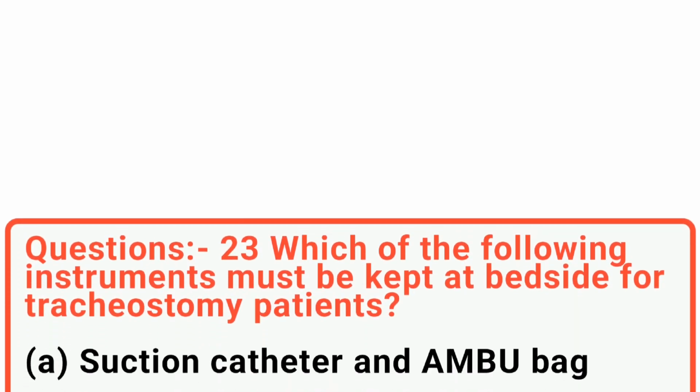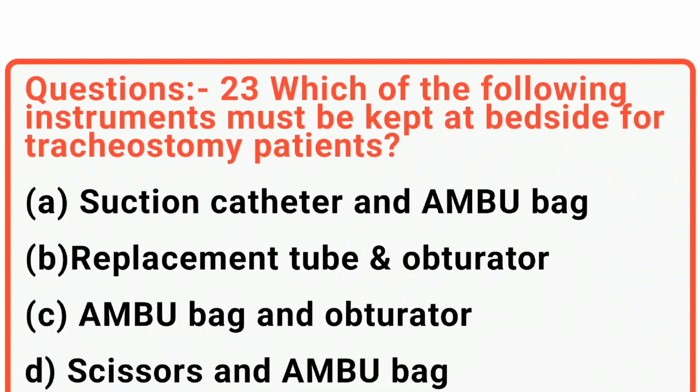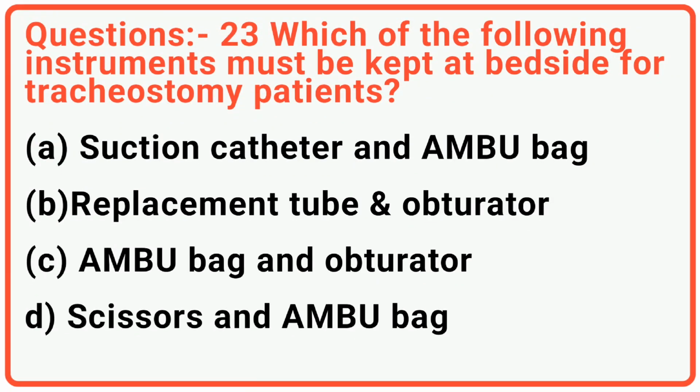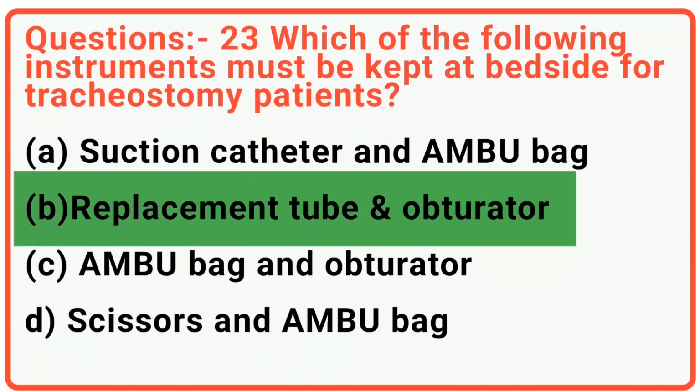Question 23. Which of the following instruments must be kept at bedside for tracheostomy patients? A. Suction catheter and ambu bag. B. Replacement tube and obturator. C. Ambu bag and obturator. D. Scissors and ambu bag. Right answer is B. Replacement tube and obturator.